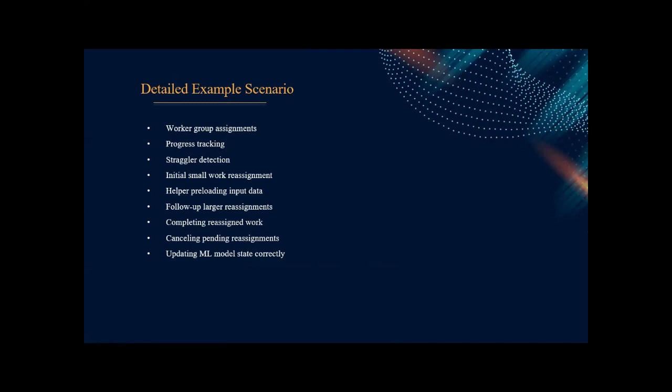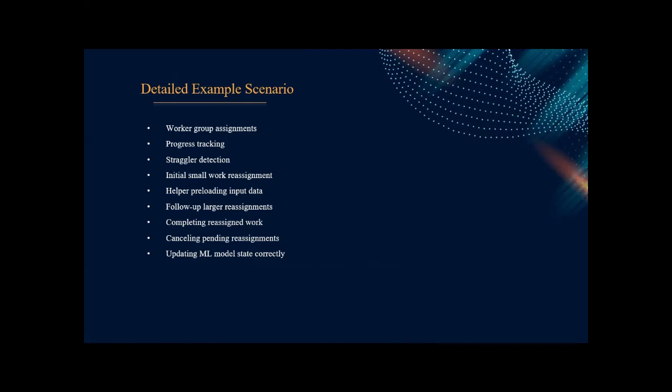Then we have initial small work reassignment. When a worker is identified as lagging behind, a straggler, a small portion of their work, around 5%, is reassigned to a helper to get things back on track. Now we'll talk about helper preloading input data. To improve efficiency, helpers can anticipate the data they'll need to complete their reassigned task and load it in advance.